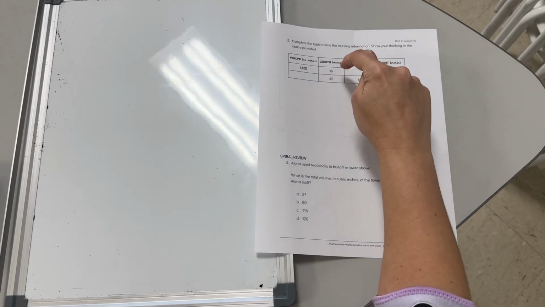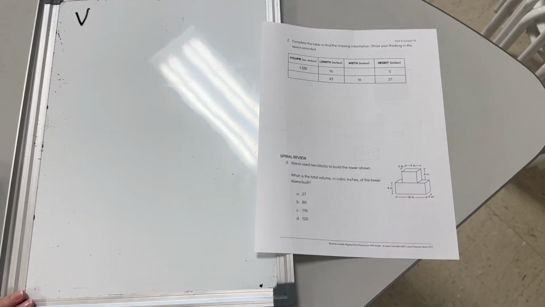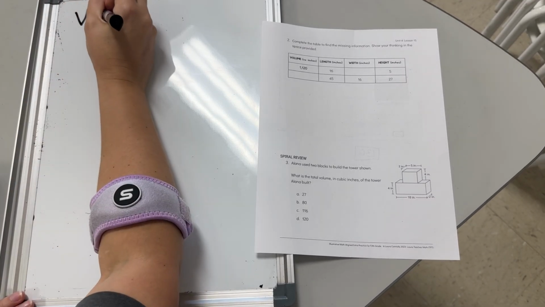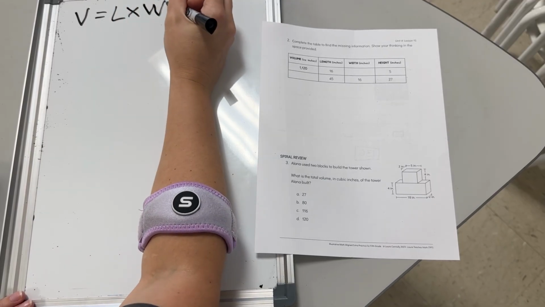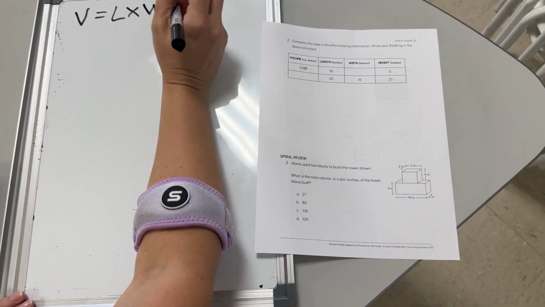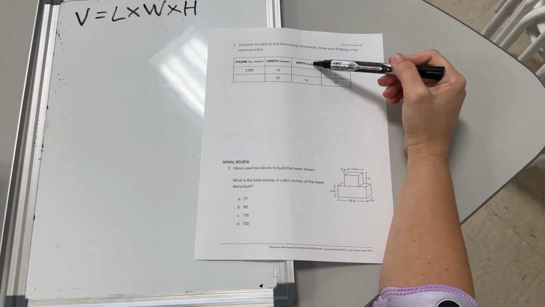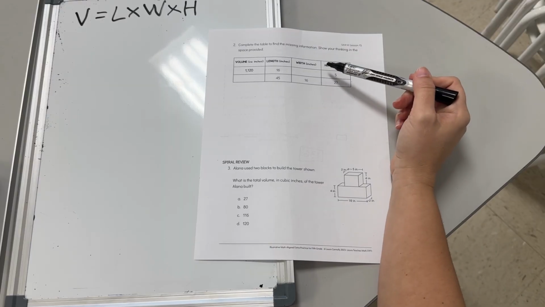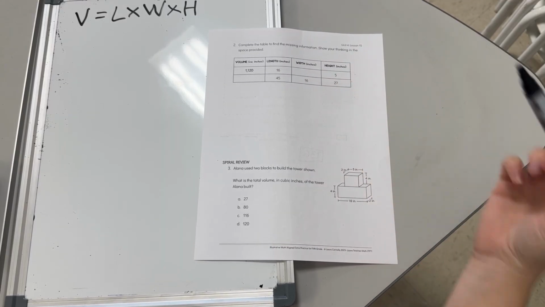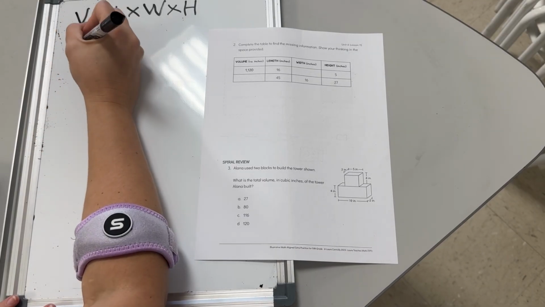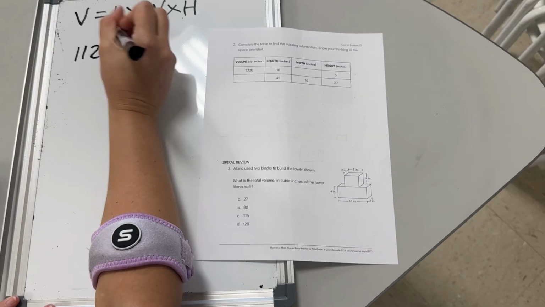So what I know about volume is that it's very similar to area. Volume is length times width, just like area, but then also times height. So when I'm looking at my table, I'm going to be taking the length, the width, and the height and multiplying them all together to get 1,120.